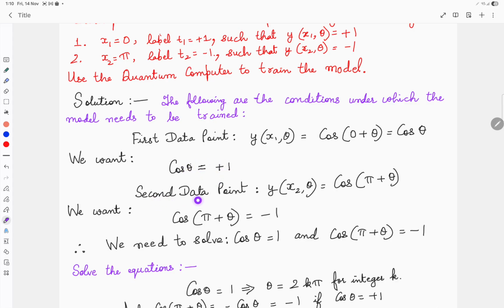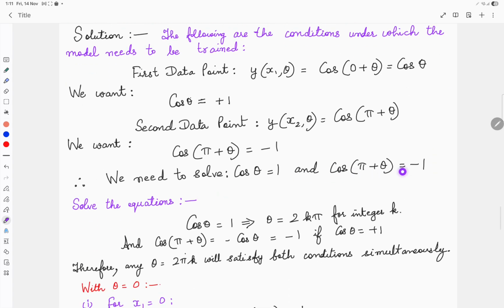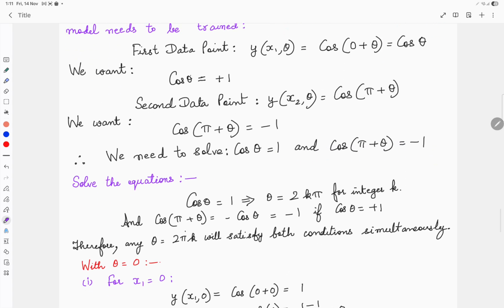That's our target value. Now the second point is x2 comma theta, in which x2 is pi. Therefore, using the previous example that was covered in the previous video, the output predicted value should be cos of x plus theta, which means cos of pi plus theta. In this case, cos of pi plus theta should be equal to -1. So we need to solve for these two equations, right? Cos of theta should be +1 and cos of pi plus theta should be -1. So cos of theta should be equal to 1. What theta value should be considered?